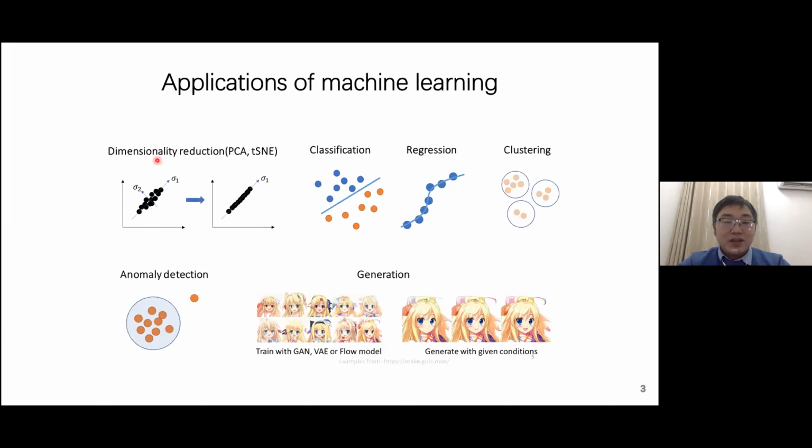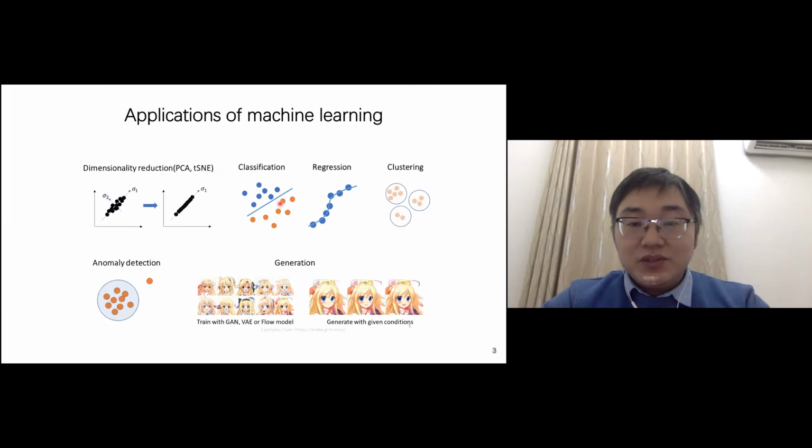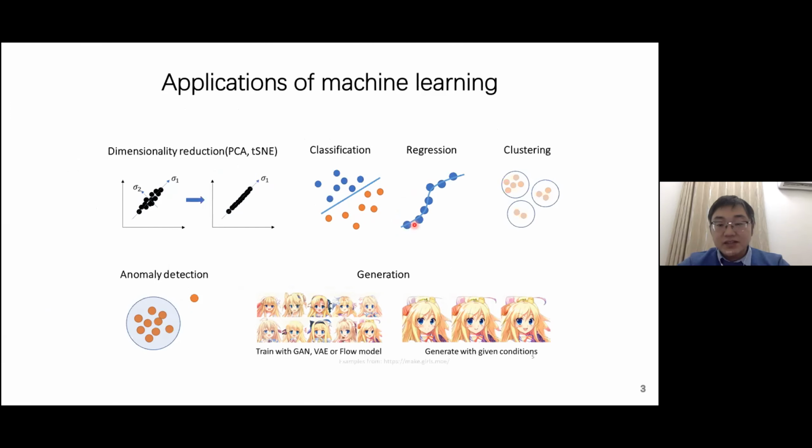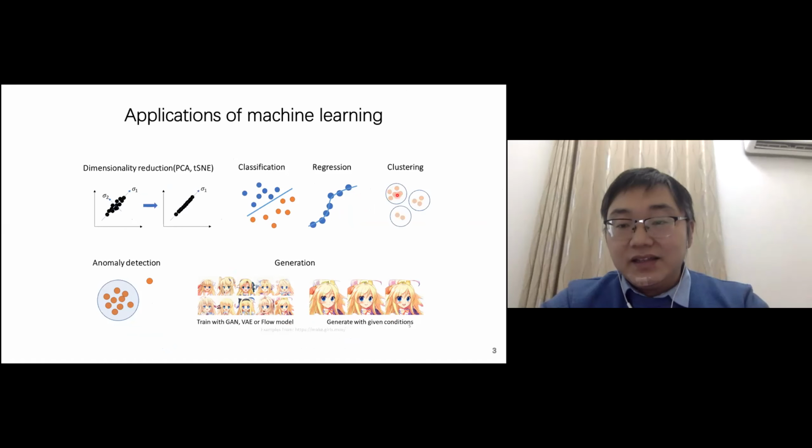For example, linear and nonlinear dimensionality reduction, where people compress high dimensional data to low dimensions. Or the most widely used machine learning tasks in our field, classification and regression. In classification, people assign discrete labels to different groups of data. In regression, people assign continuous labels to different examples. And in clustering and anomaly detection, people use the inter-particle information to classify data into different groups.